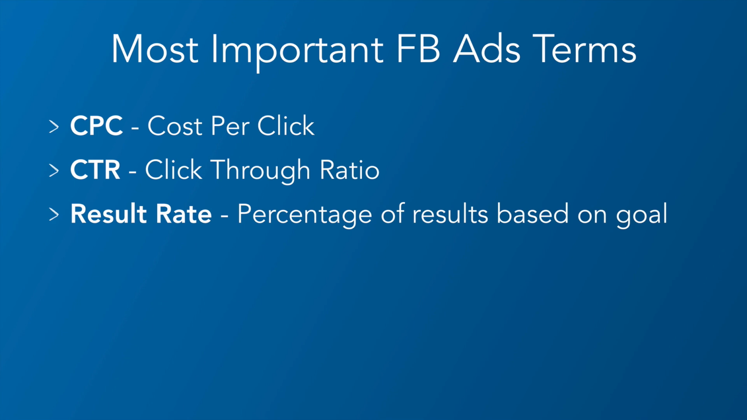Result rate. So the percentage of people who are converting, so the percentage of results based on your goal. Let's say your goal is to drive clicks to your website, and if 100 people viewed the ad and if 2 people clicked on the link to visit your website, then your result rate is going to be 2%.